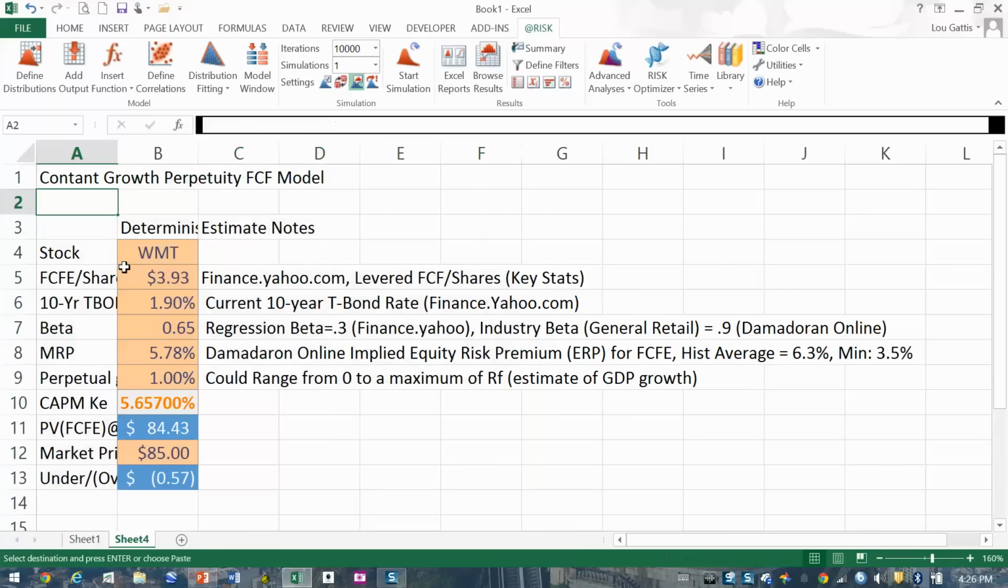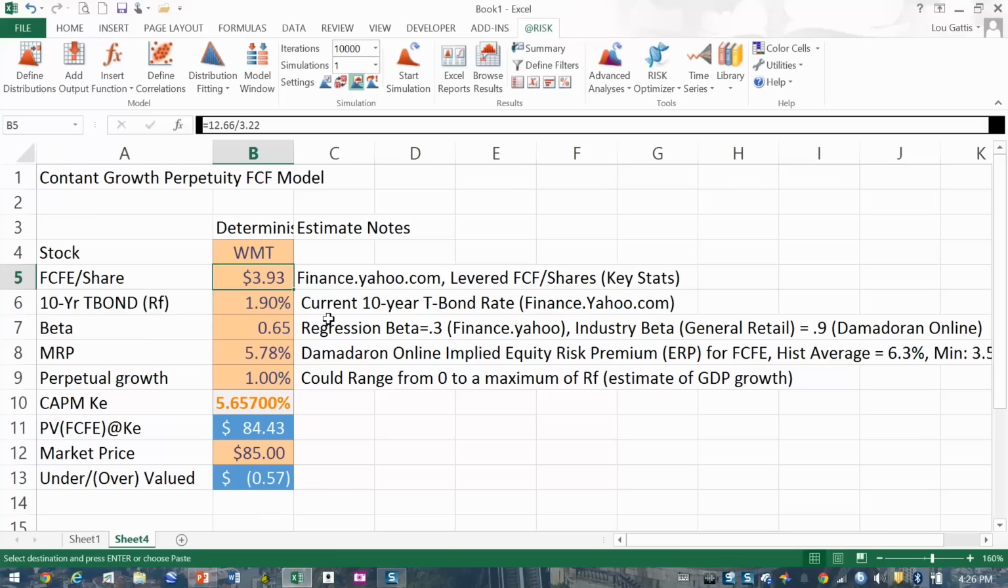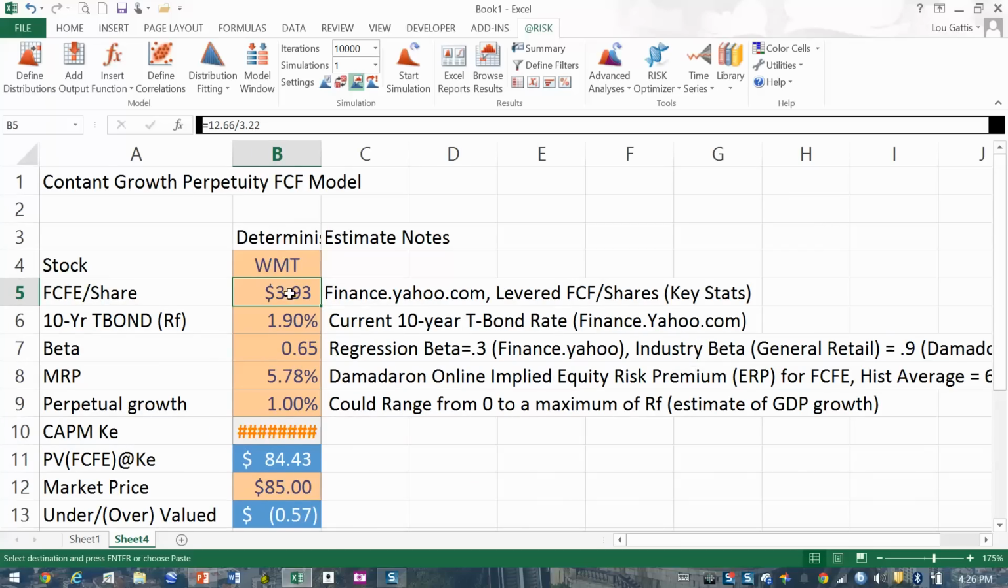So here's a simple free cash flow to equity model. Remember, free cash flows to equity are the free cash flows available. Revenue minus expenses, add back depreciation, subtract things like working capital. And for equity, you would also say add any bond issuance, since that would be available for stockholders, but subtract things like CapEx. So if I went to Yahoo Finance, I found that Walmart had $12.6 billion in free cash flows to equity last year, and they had 3 billion shares outstanding. In other words, they're generating about $3.93 per share in free cash flows.